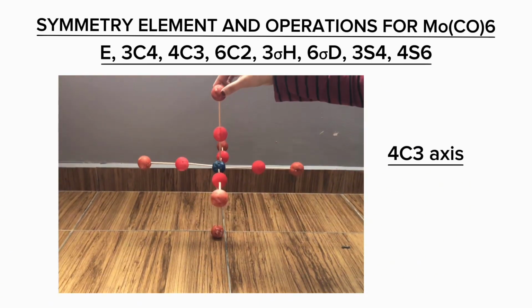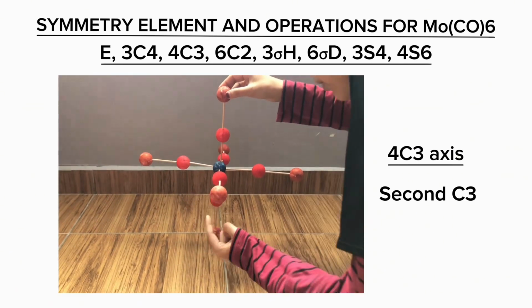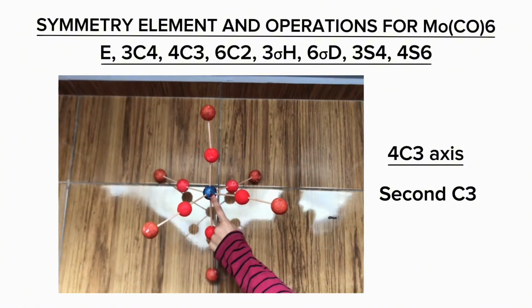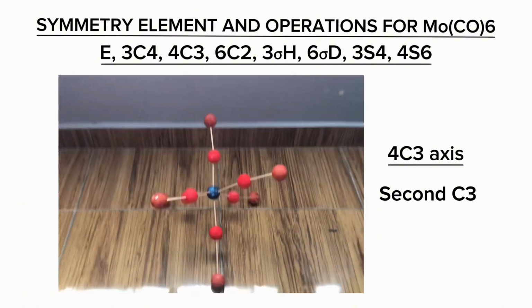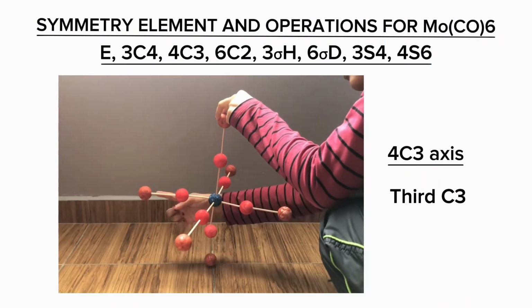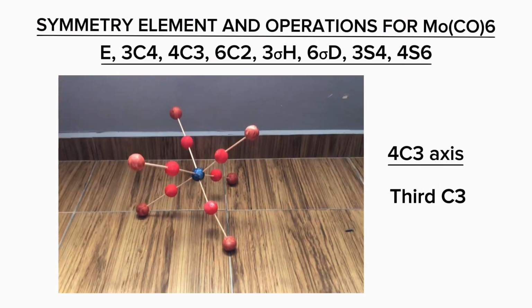I'm gonna put the molecule like this again. Then the second triangle indicates the second C3 axis. So I'm gonna do the same action. Same goes for the third and fourth C3 axis.